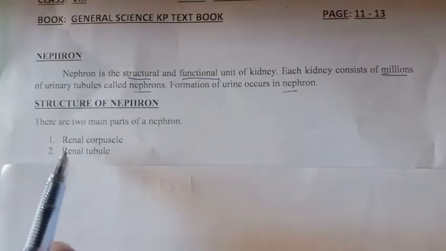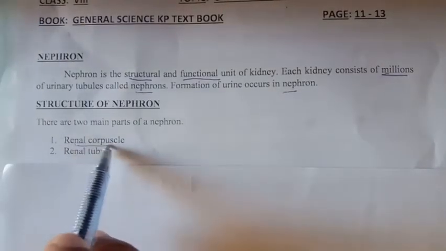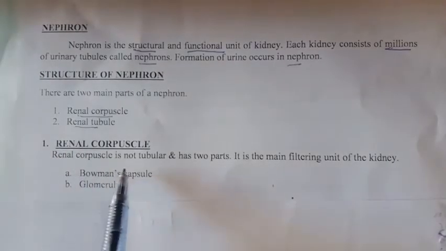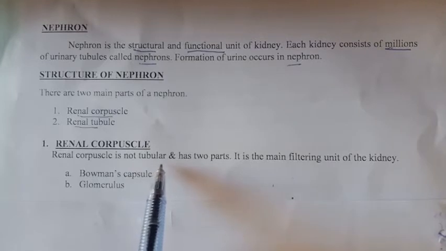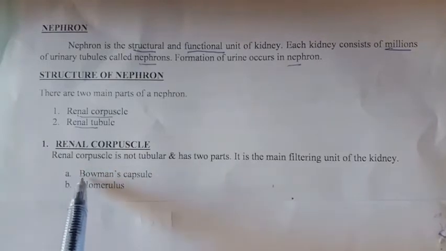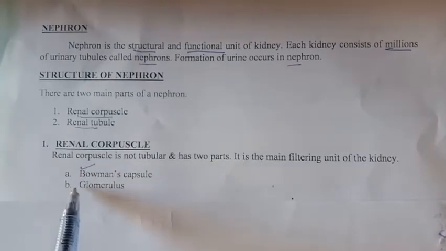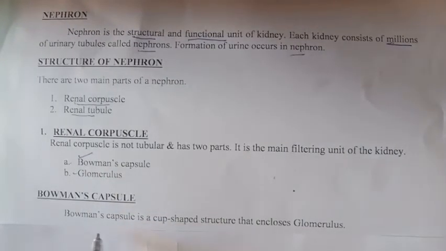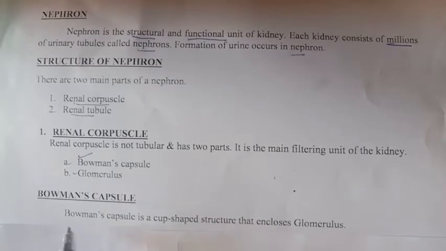The structure of the nephron consists of basically two parts: renal capsule and renal tubule. The renal capsule is not tubular and has two parts. It is the main filtrating unit of the kidney. So the renal capsule consists of two parts: Bowman capsule and glomerulus. Bowman capsule, the first part, is a cup-shaped structure that encloses the glomerulus.